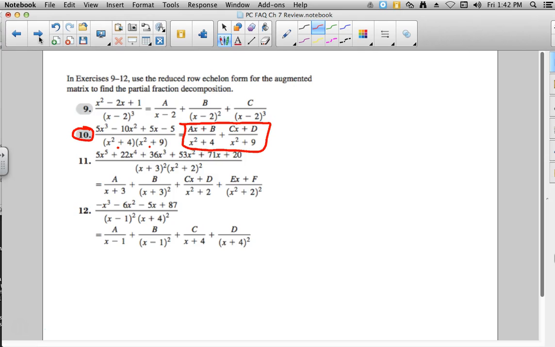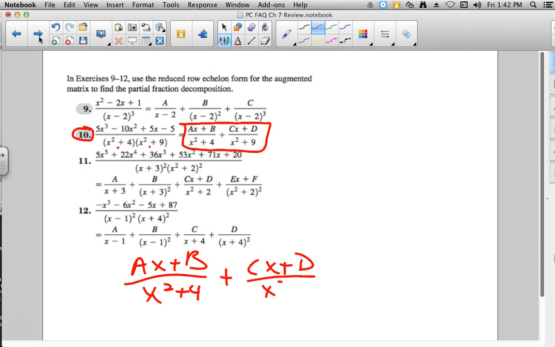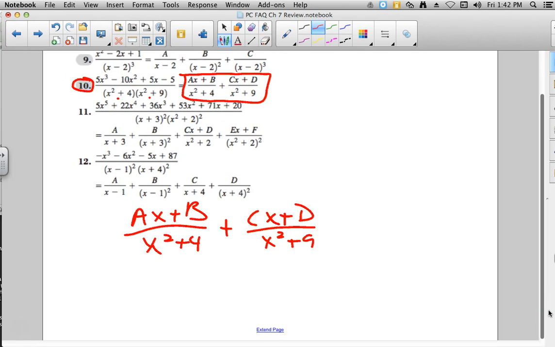They need linear numerators. So ax plus b over x squared plus 4 plus cx plus d over x squared plus 9. Well, let's figure out what this is going to be. I mean, pretty obviously the LCD is both of them.